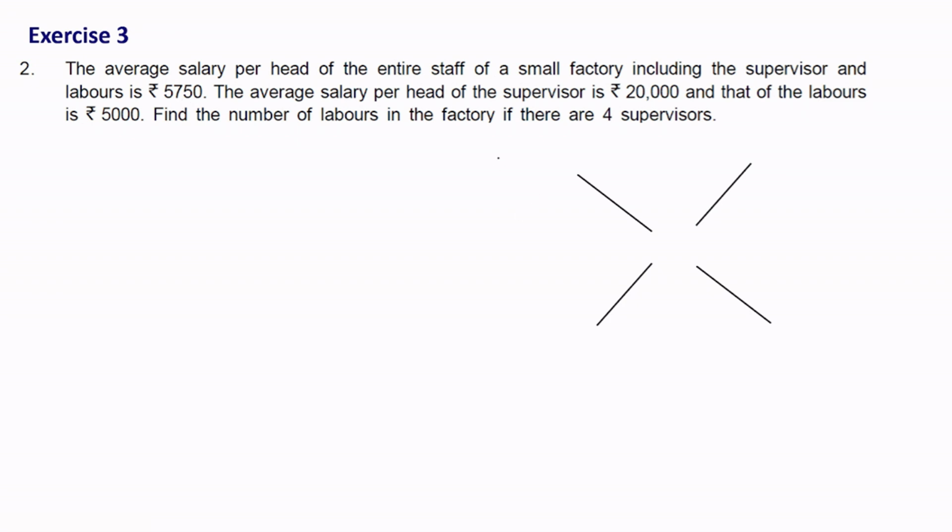5,750. So here, using C as rupees 5,000 and D as rupees 20,000, we have the mean salary M as rupees 5,750. We will be able to find the ratio of laborers to supervisors, and using that ratio we can find the number of laborers when there are 4 supervisors. So this is for laborers and this is for supervisors. This is the labor side and this is the supervisors side.